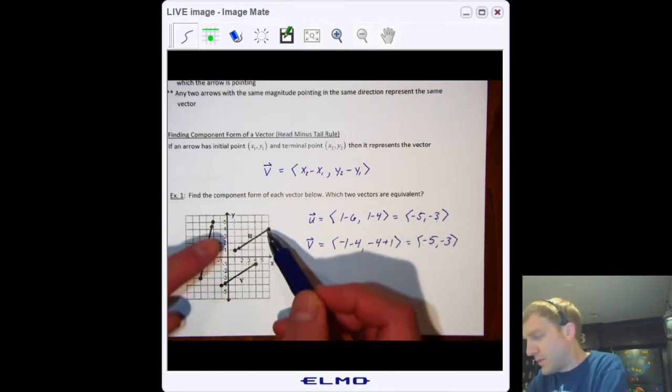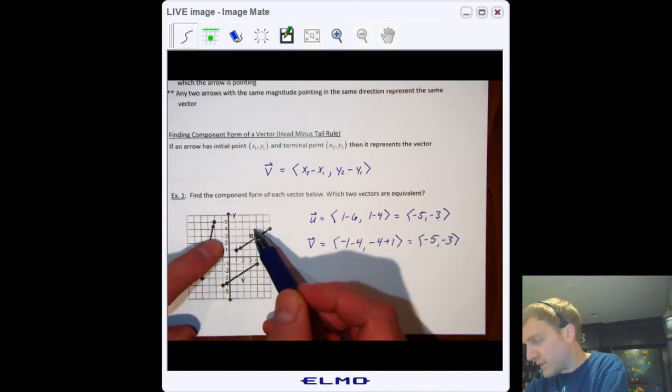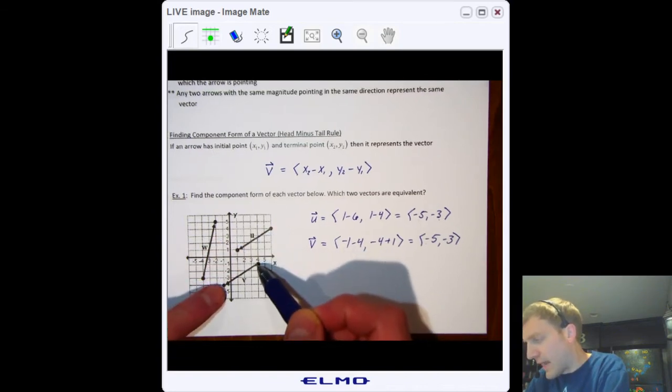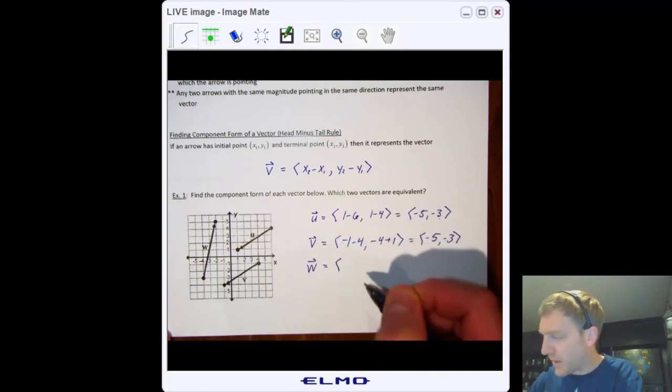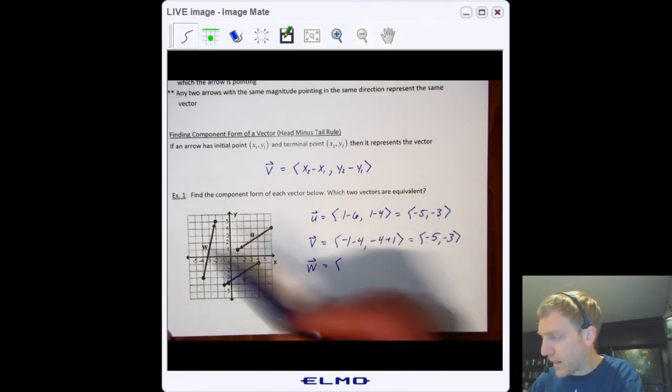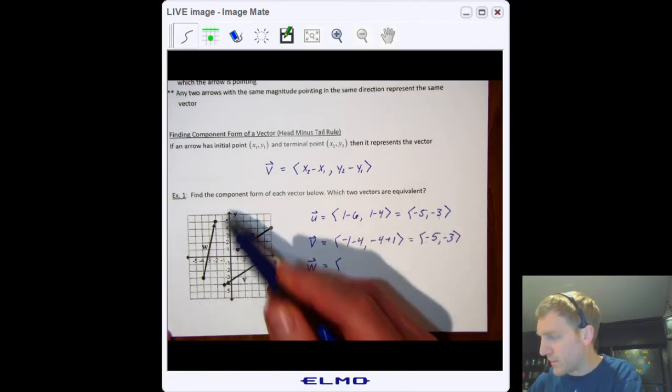And if you notice, if you take vector u and shift it to the left 2 and then shift it down, you would see it matches up with the same exact vector. Okay. And lastly, vector w, same thing. We're going to do head minus tail, or terminal point minus initial point.